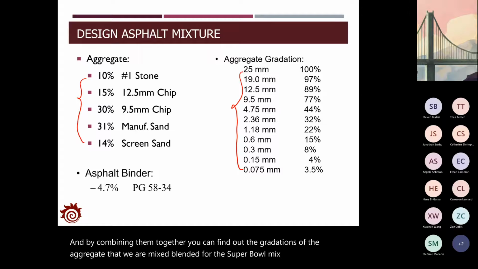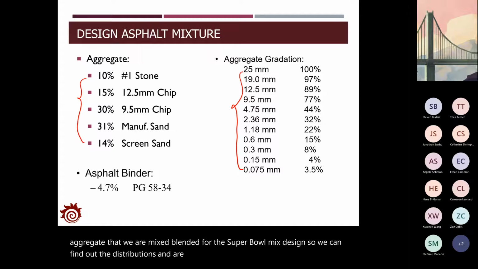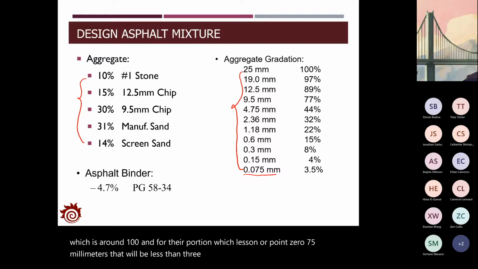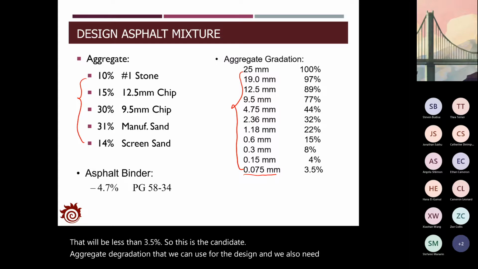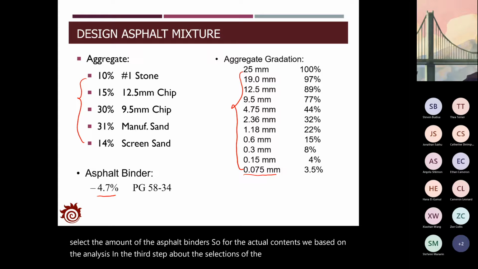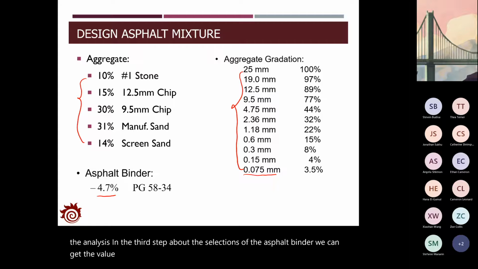So you can find the distributions of the different particle sizes: at 25 millimeters, it is around 100%, and for the portion less than 0.075 millimeters, it will be less than 3.5%. So this is the candidate aggregate gradation that we can use for the design. And we also need to select the amount of the asphalt binder. For the asphalt content, based on the analysis in the third step about the selection of the asphalt binder, we get the value of 4.7%.